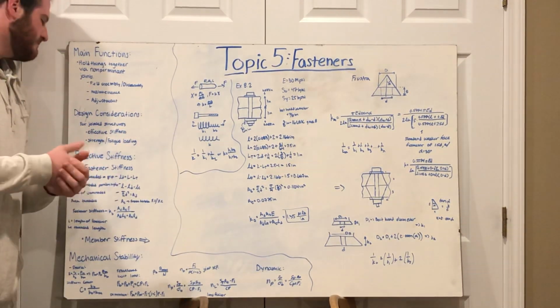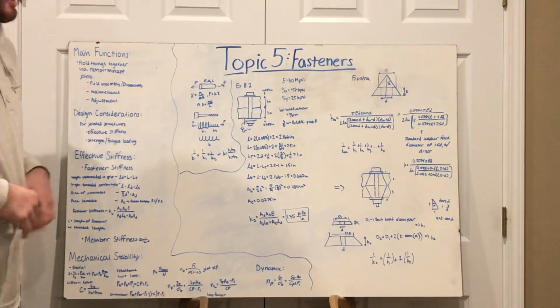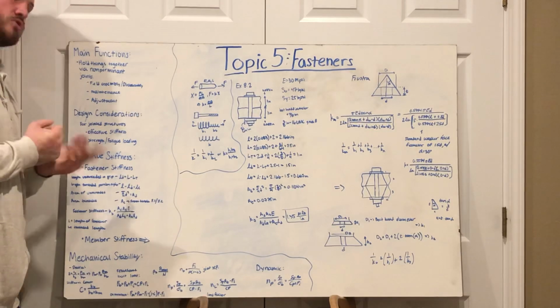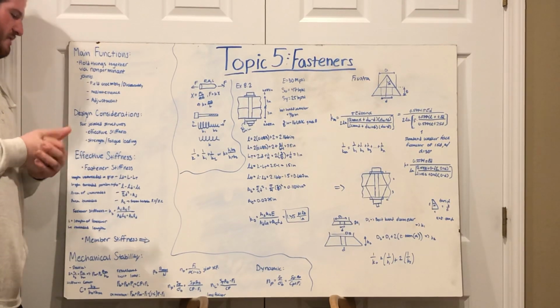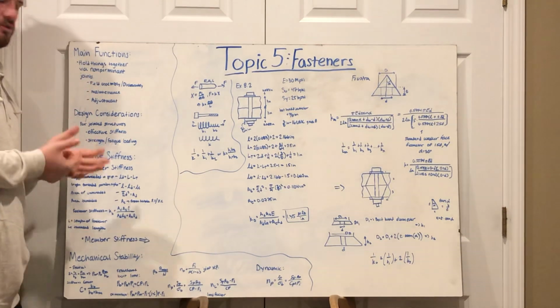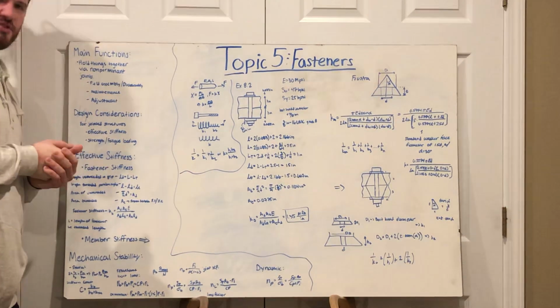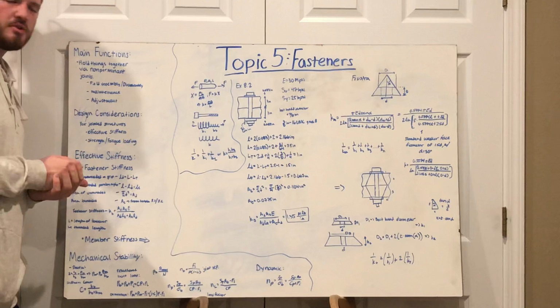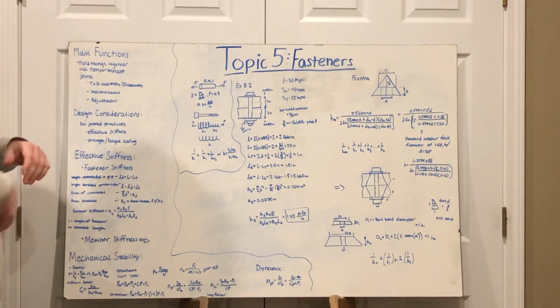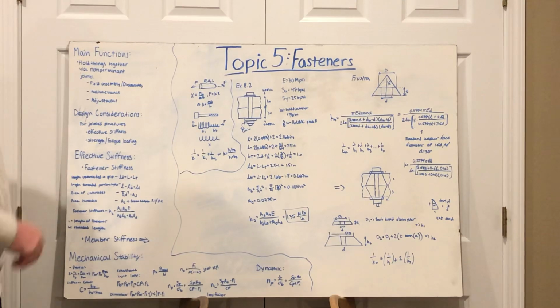Now, what are some of the design considerations we have to have with fasteners? Well, we have to have, for jointed structures, effective stiffness of both the fastener and the materials, and strength and fatigue loading of the fasteners and materials. Let's jump into it. So for the effective stiffness, let's look at the fastener stiffness first.